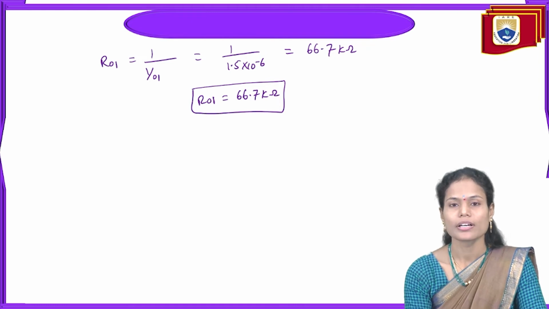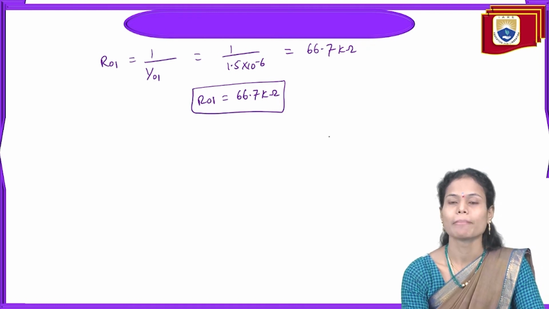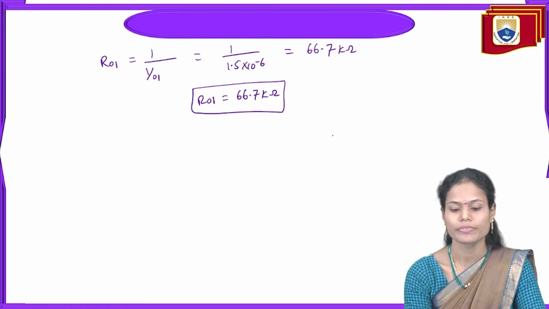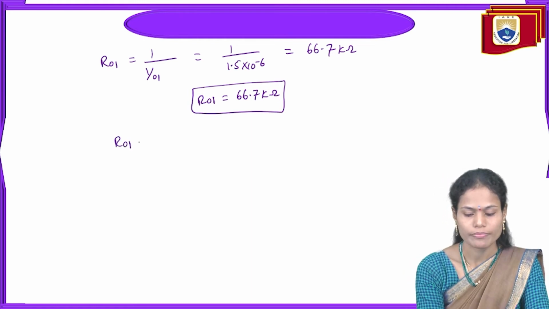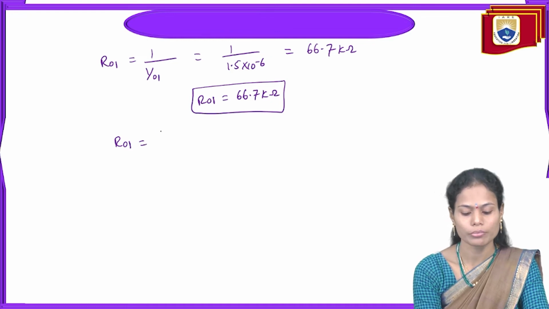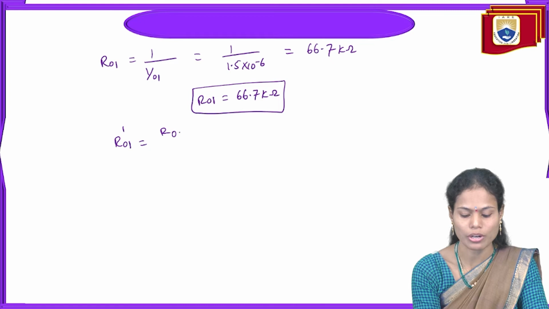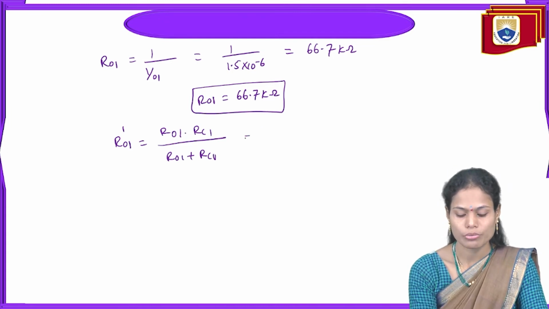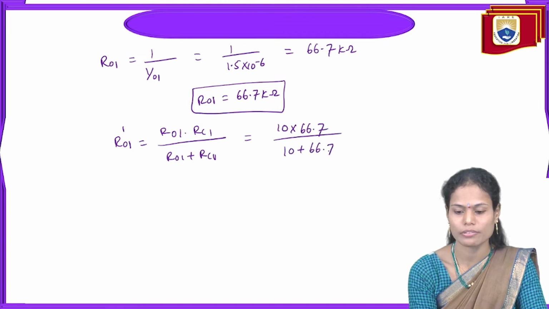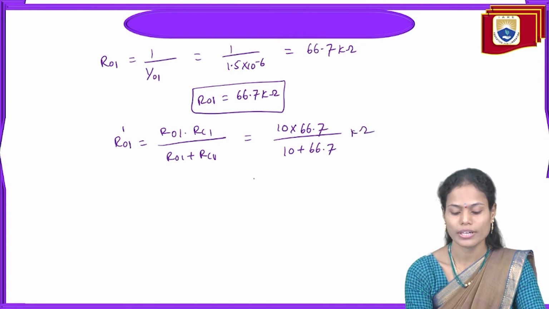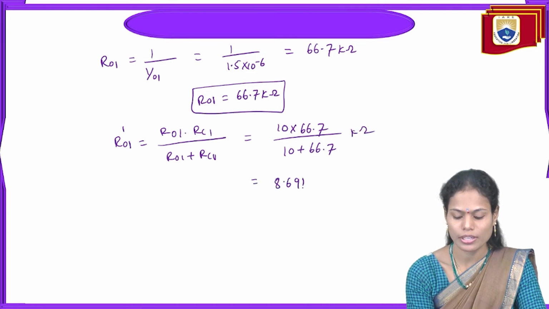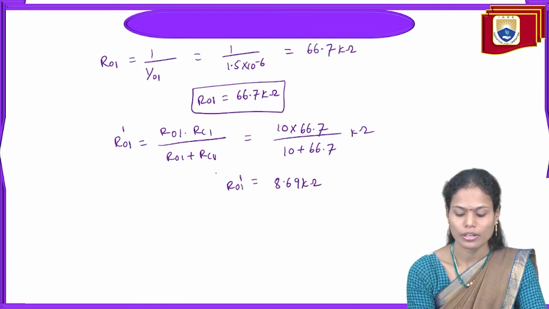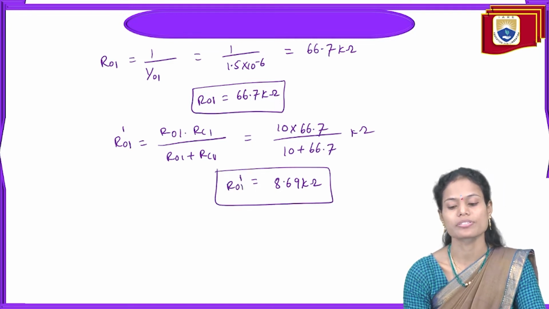And next, again, the output impedance of the first stage, taking the collector resistance into account. In that case, R01 dash is equal to R01 into RC1 by R01 plus RC1, the parallel combination of two resistances. So that is 10 into 66.7 divided by 10 plus 66.7. Both are in kilo ohms, so we will get 8.69 kilo ohms as the overall output impedance of the first stage here.